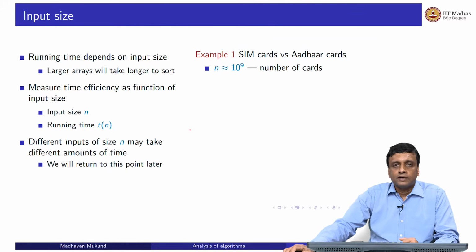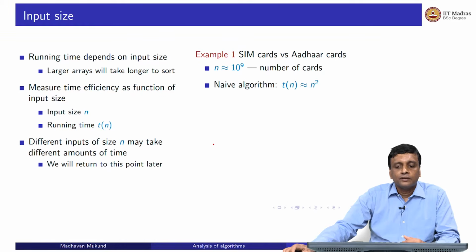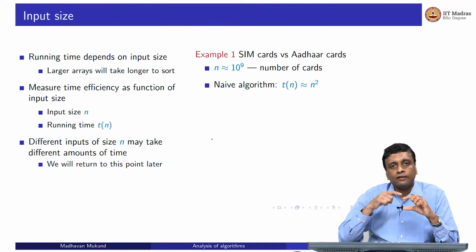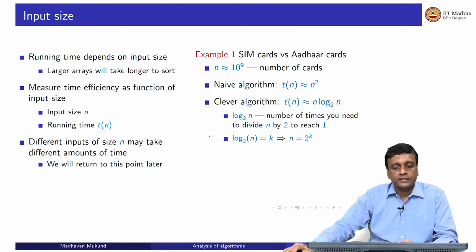Let us go back to our SIM card, Aadhar card example. So there we said that n, the input size, was roughly 10 to the 9, which is 1 billion or 100 crores, right? And this is related to the population of India. So roughly everybody has an Aadhar card and the number of SIM cards is equal to the population, not because everyone has a SIM card, but because, as we said, there are multiple SIM cards with some people. So we said that the naive algorithm, if we look at it as a function of n, takes time proportional to n squared, because we had these two nested loops. So you had an outer loop which cycles through n SIM cards, and for each of the n SIM cards you will cycle through the n Aadhar numbers to look for the correct match. So n times n, n squared. So that's how we got that n squared.